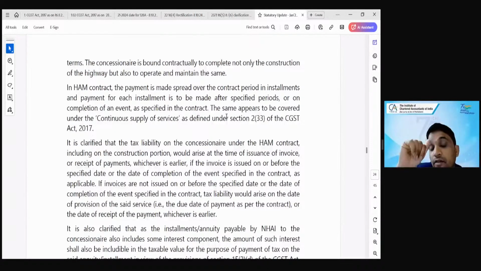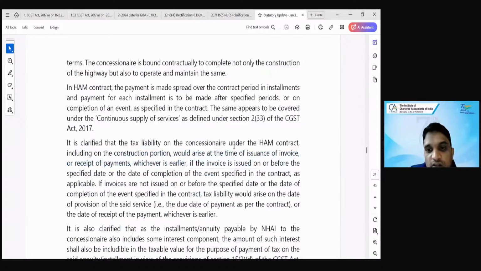But in this case, the contract is generally for years together, wherein under one contract, based on some milestone, payment is received. So this is a classical example of continuous supply of services. And we know the time of supply for continuous supply of services is at the time of completion of event or payment. It is clarified that the tax liability on the concessioner under the HAM contract, including on the construction portion, would arise at the time of issuance of invoice or receipt of payment, whichever is earlier.